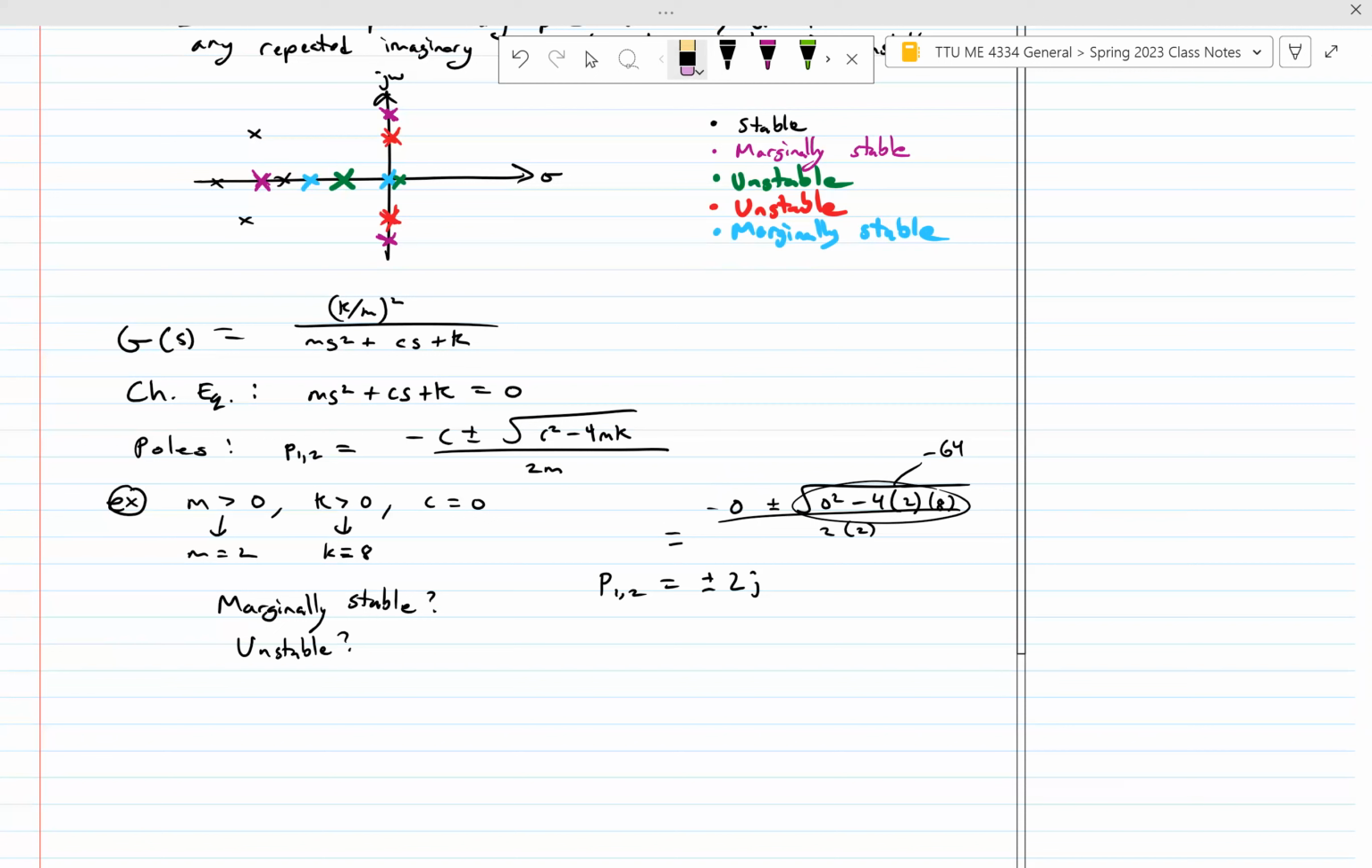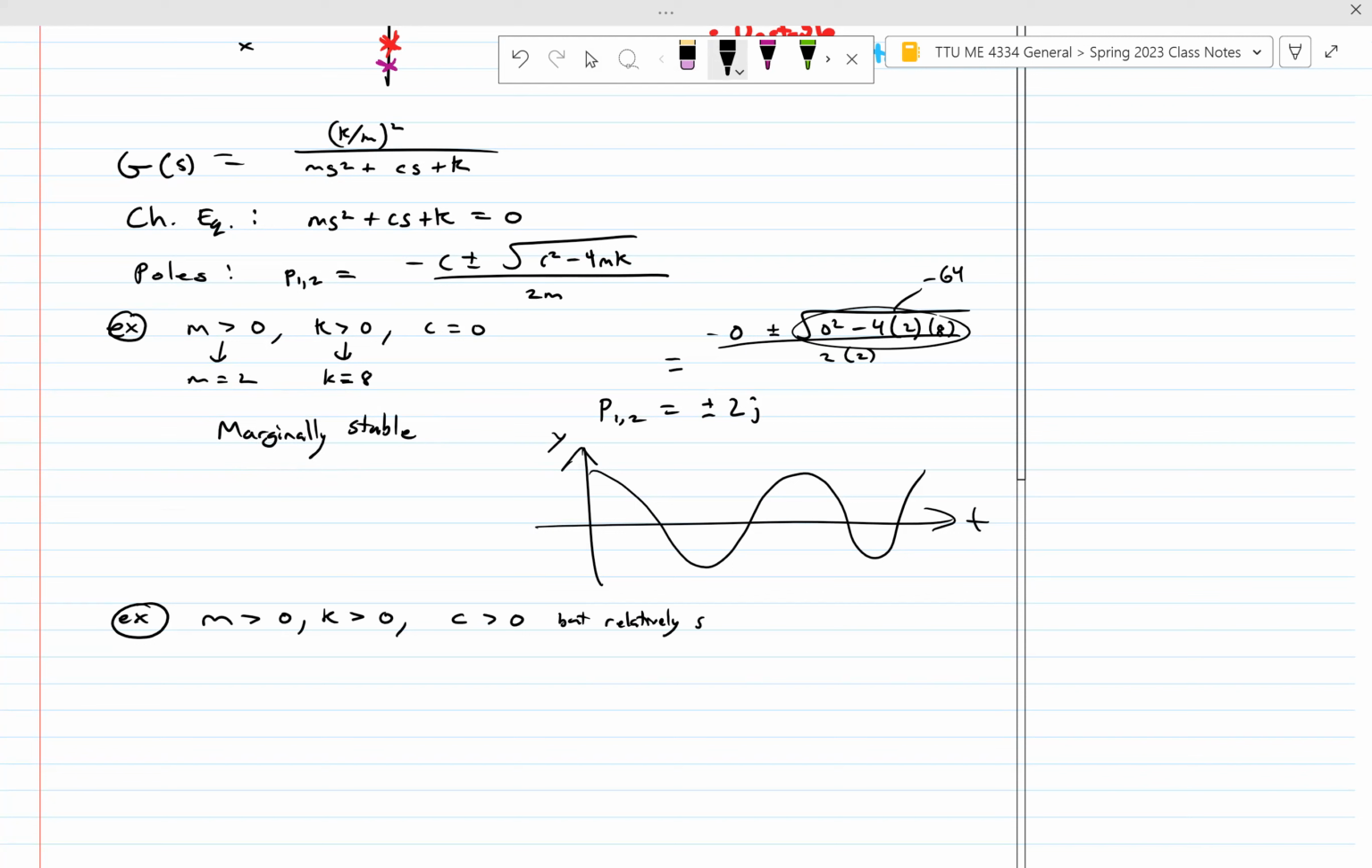Now let's try M is greater than 0, K is greater than 0, and C is greater than 0, but relatively small. All right, let's call M is equal to 2, K is equal to 10, and C is equal to 4. What do we end up with in this case? What are the poles? And what type of stability do we get here?